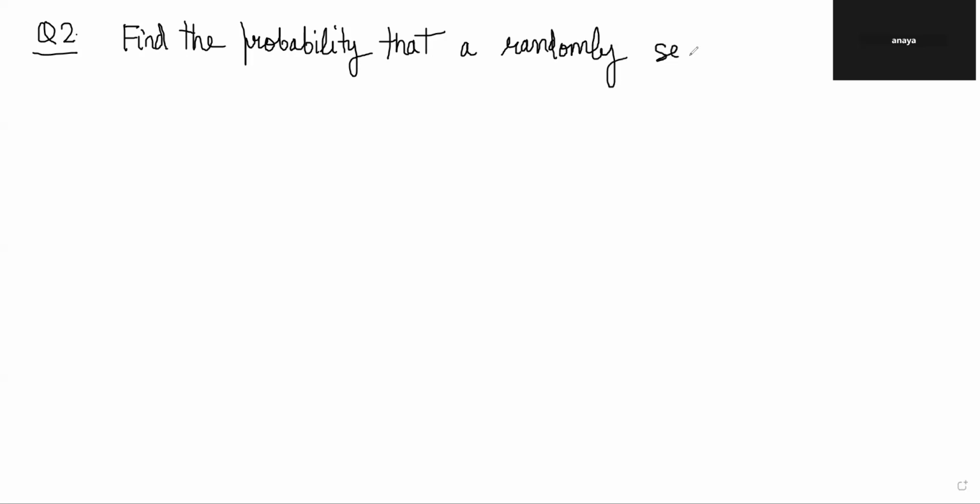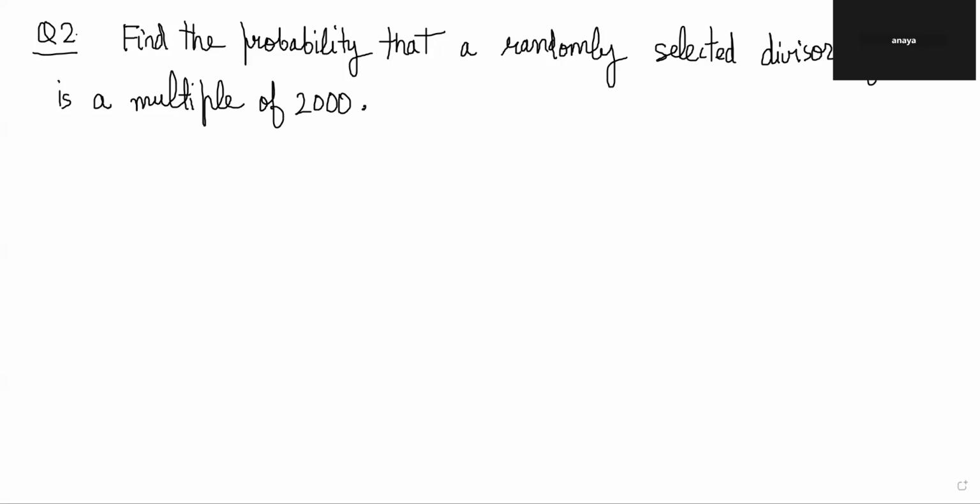The next question is: find the probability that a randomly selected divisor of 20 factorial is a multiple of 2000. Randomly selected divisor of 20 factorial is a multiple of 2000.